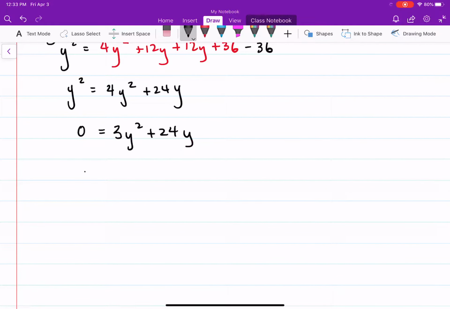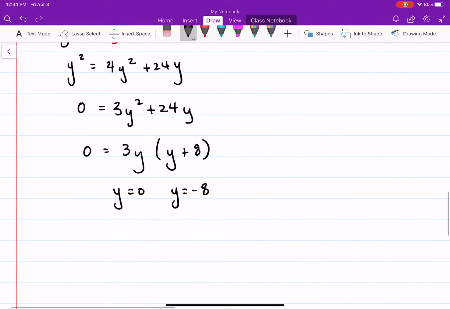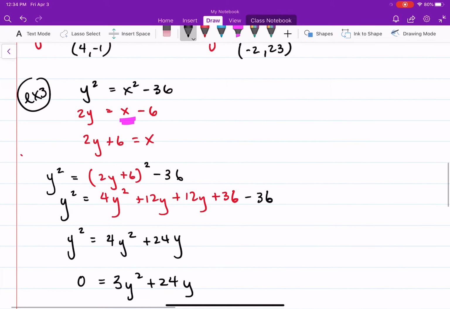So it is 0, and my GCF is going to be 3y. What does it leave me? Y plus 8. So therefore I have y is equal to 0 and y is equal to negative 8. All right? Okay, great. So y is equal to those two numbers. Which equation should we plug it into? I would pick the second one myself, but that's just me because I don't have to square anything.